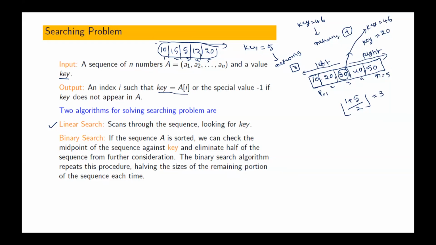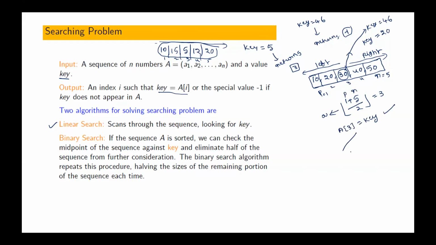So here we have a total of three cases. If the key is the same as the element present at the middle position, then we simply say that that is the required element. Otherwise there are two possibilities. If I call the middle Q, then Q is floor of (P plus R) by 2. In this case, Q equals 3. We compare A of 3 with the key. If they are equal, then we are done.